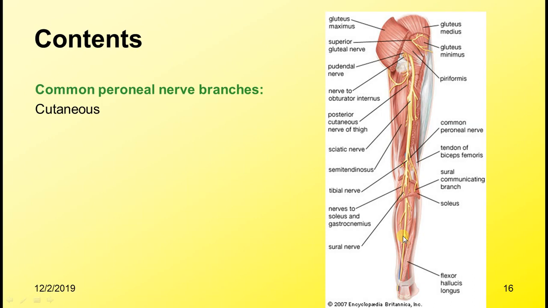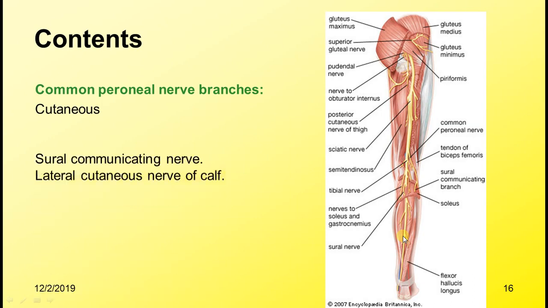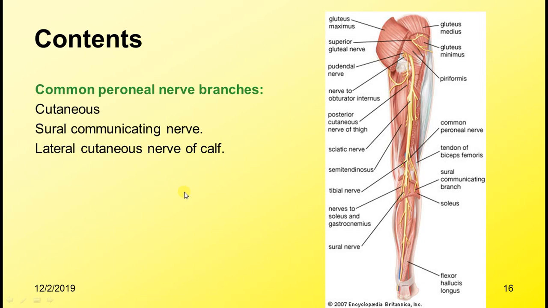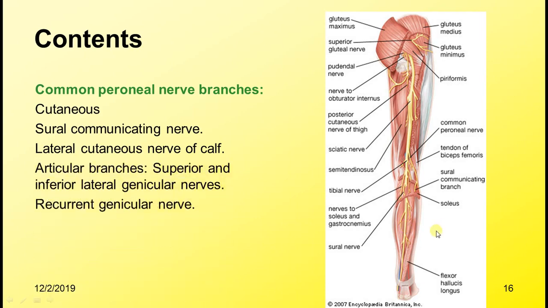Then the other branch is the lateral sural nerve, or lateral cutaneous nerve of the calf. It supplies the skin of the upper lateral side of the leg. Cutaneous branches: sural communicating and lateral cutaneous nerve of the calf. Articular branches again go to the knee joint: superior and inferior, or superolateral and inferolateral genicular nerves, and recurrent genicular nerves.